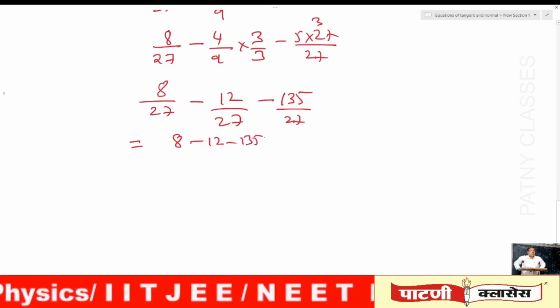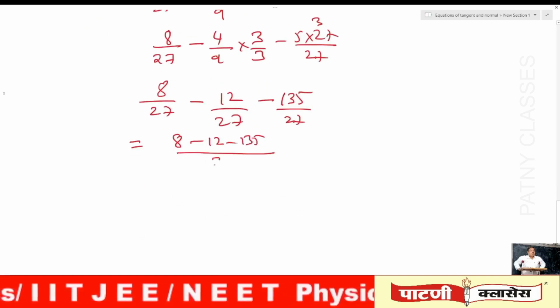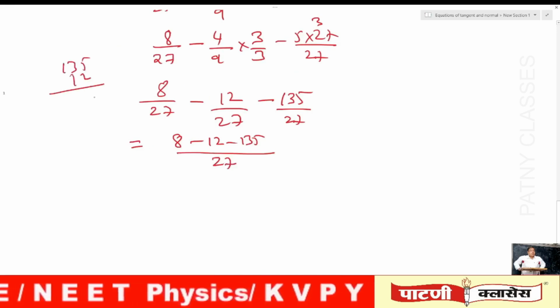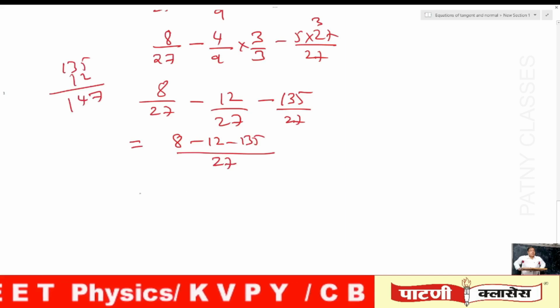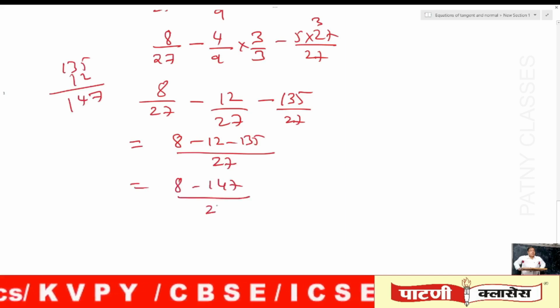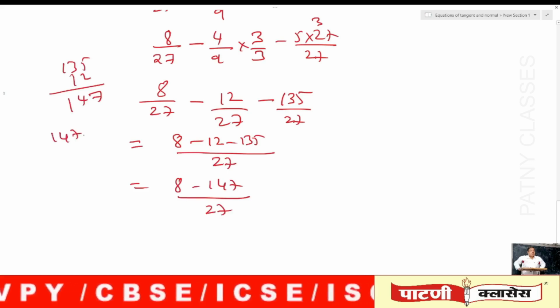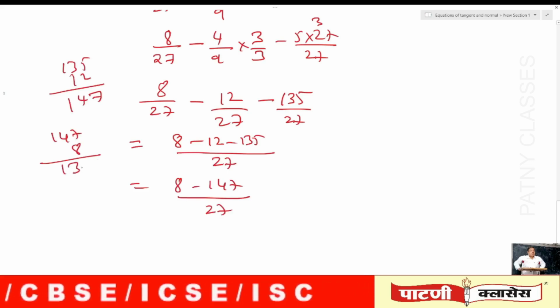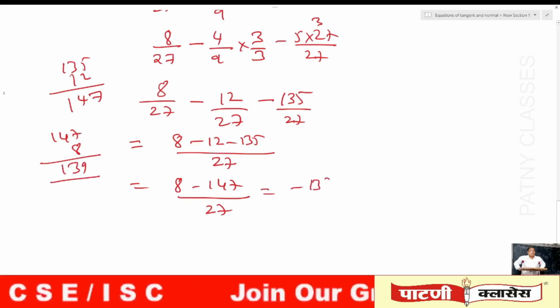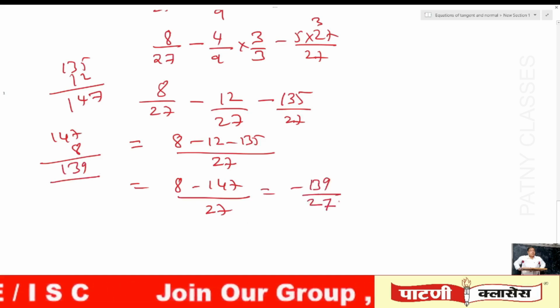But the denominator is written only one time. So 135 and 12, that is 147. So 8 minus 147 upon 27. From 147 subtract 8, that is equal to 139. So this becomes minus 139 upon 27.